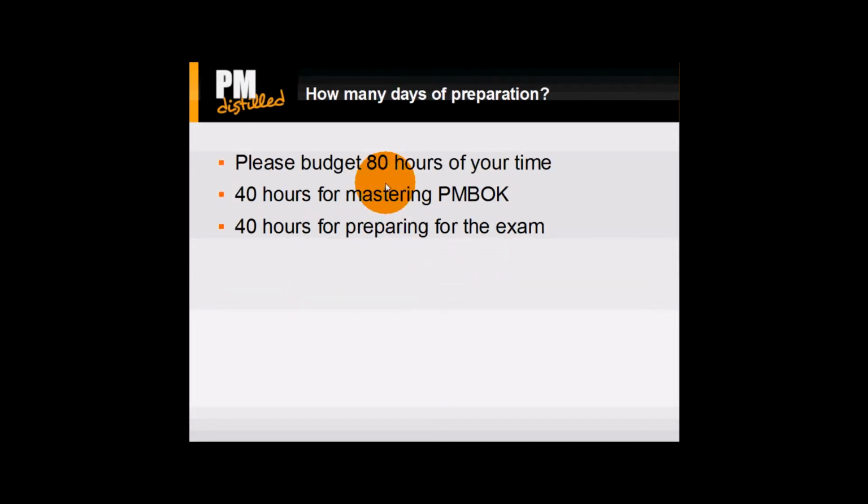How many days of preparation? Please budget 80 hours of your time. The shortest time in which somebody cleared the PMP exam was 10 days. He took leave for 10 days and finished it off. My recommendation is you should budget approximately 80 hours of your time for passing the PMP. 40 hours is for mastering the Project Management Body of Knowledge and gaining the 35 contact hours, and another 40 hours for preparing for the exam.